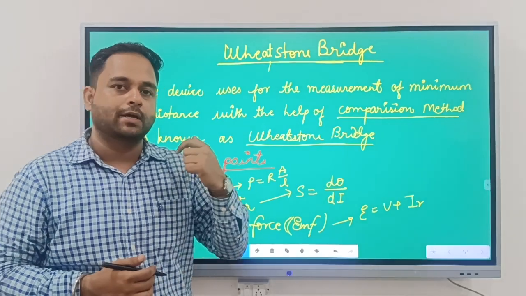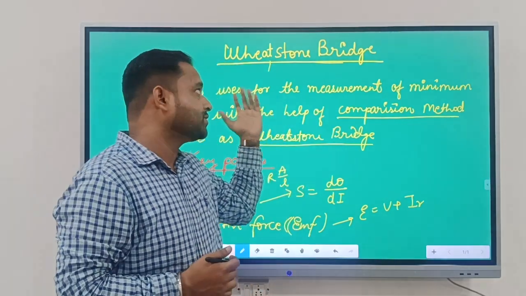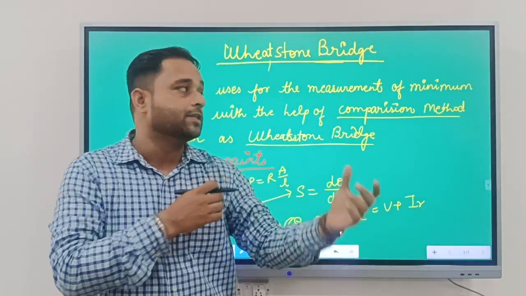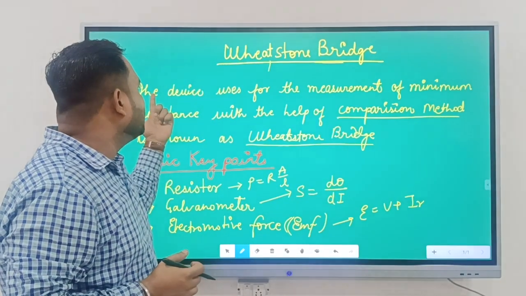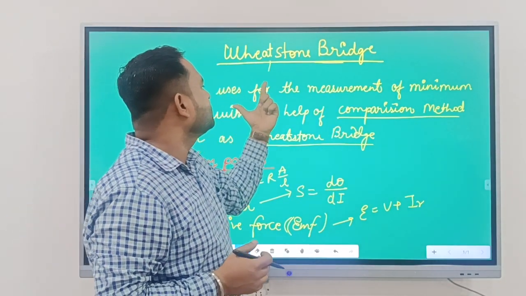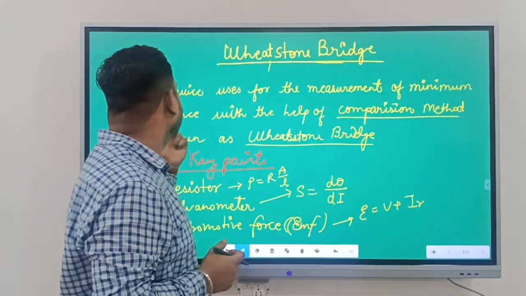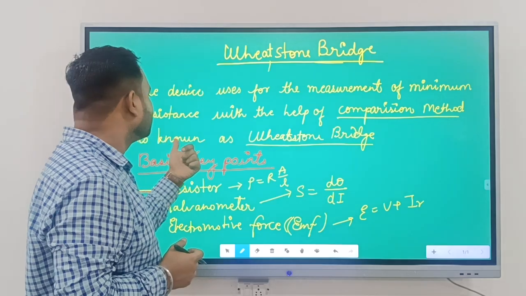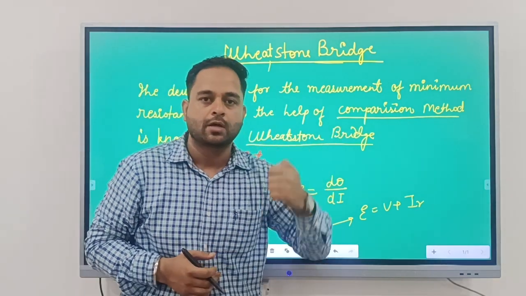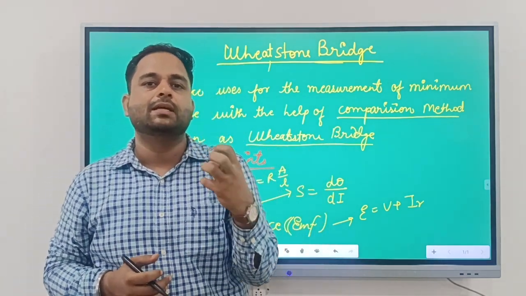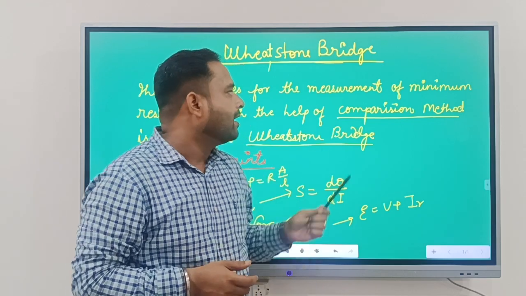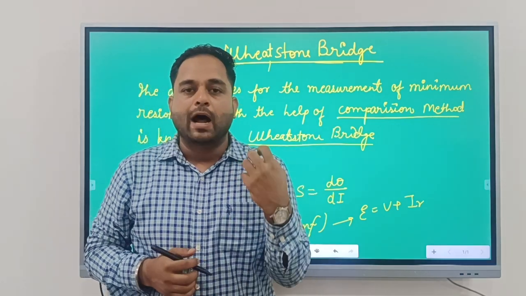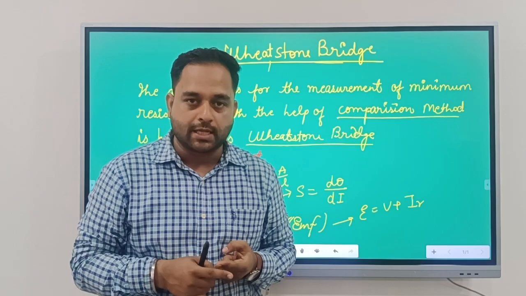So dear learners, today I am going to brief you about the Wheatstone bridge. What is the Wheatstone bridge? It's a device used for the measurement of minimum resistance with the help of the comparison method, known as the Wheatstone bridge. Wheatstone bridge is basically an electrical circuit where you have to identify one unknown resistance, right?